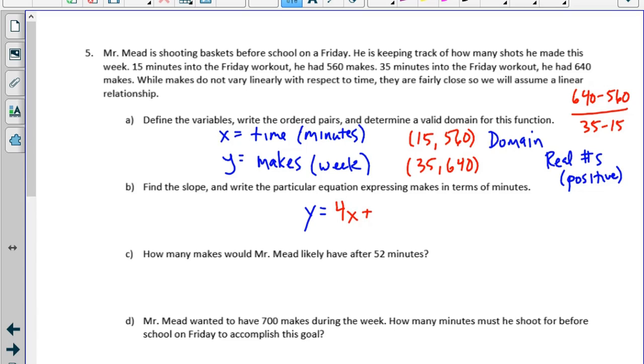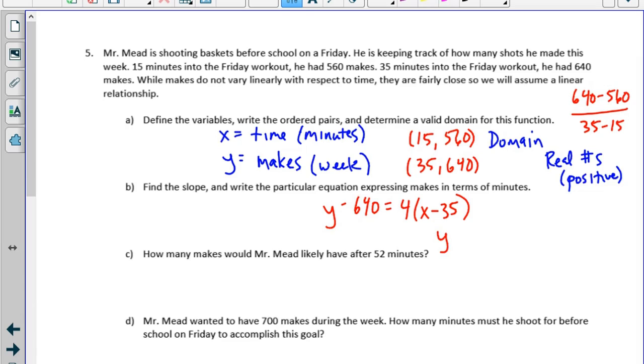And then I have to figure out my y-intercept. So I can figure out my y-intercept. Actually, I don't have to figure out my y-intercept. I can just write this as a point slope equation. So y minus 640 equals 4 times x minus 35. And then when I solve this, I can get a y-intercept.